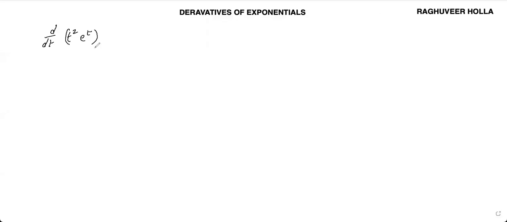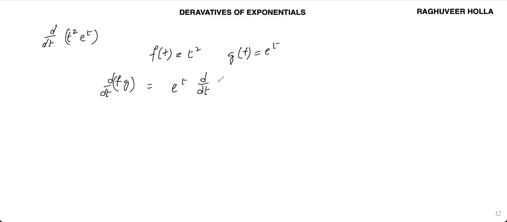Now let us apply the product rule here. So f of t is t squared and g of t is e to the power of t. So d by dt of f into g is equal to e to the power of t times d by dt of t squared, plus t squared times d by dt of e to the power of t. Finally we can write e to the power of t into t squared plus 2t.